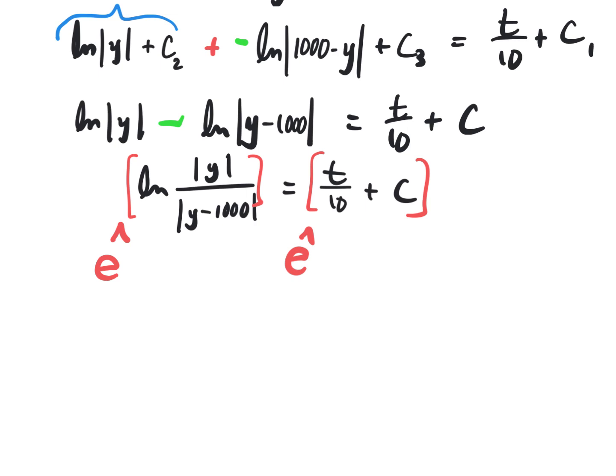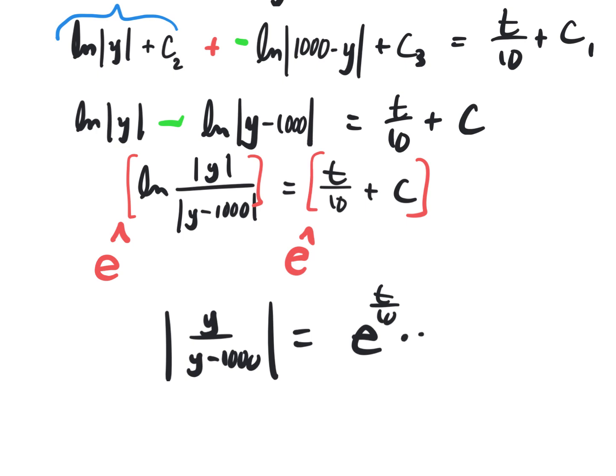And then all we're left with is the absolute value of y over y minus 1,000. And that's equal to e to the t over 10 multiplied by e to the c. Well, e to the c is some constant raised to some constant, so we can just say that that's just some constant. Can't be equal to this constant though, so let's say this one was c4, but that's not really important. So e raised to some constant, constant 4, is equal to some new constant, which we'll just call c.